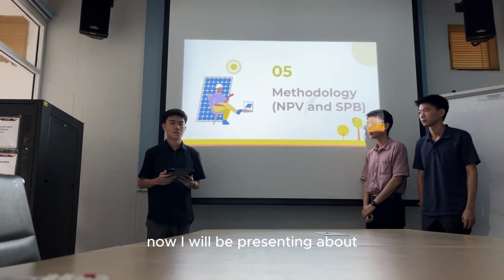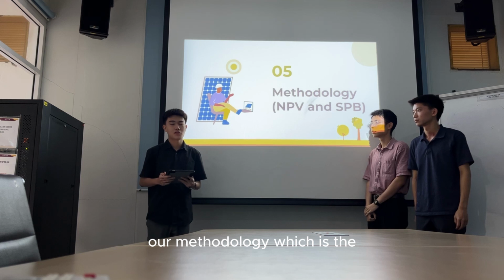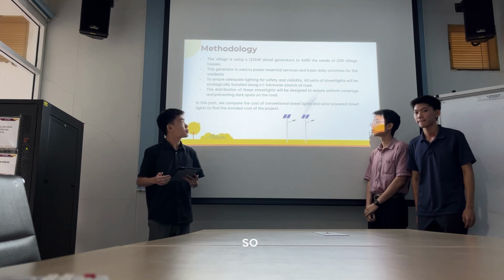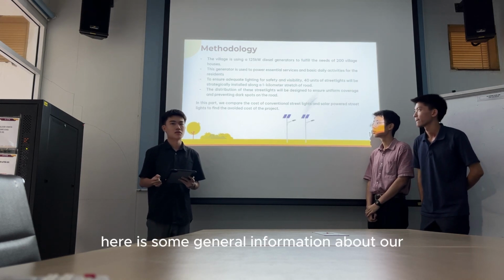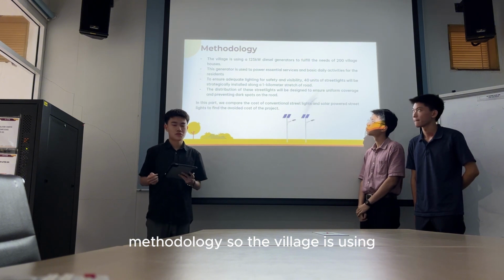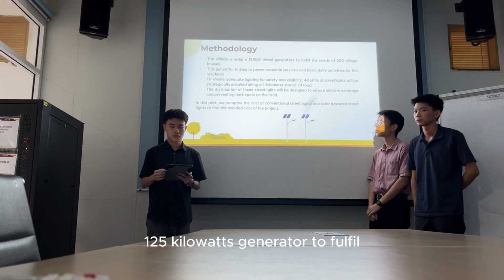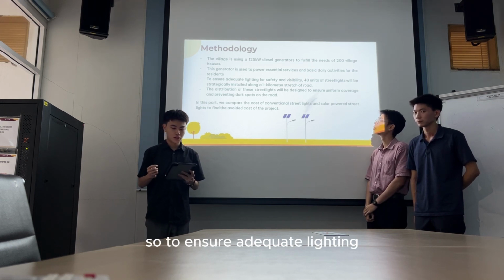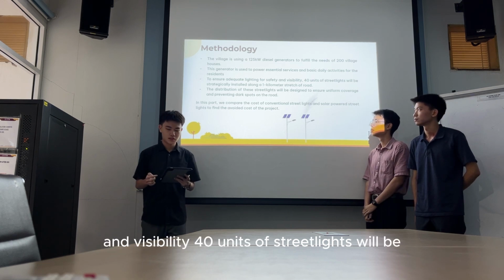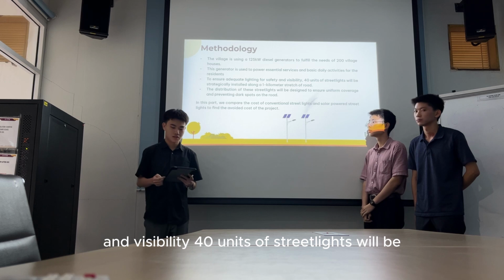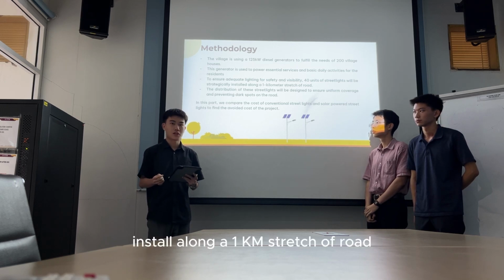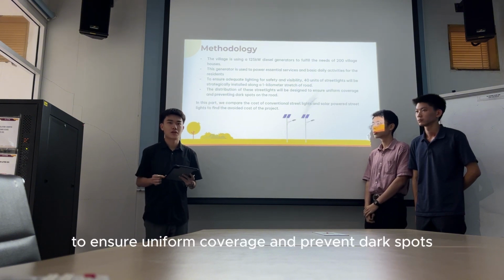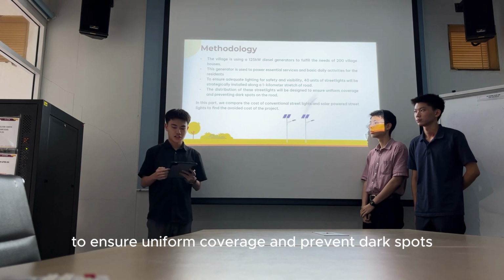Now I will be presenting our methodology, which is the net present value and simple payback. So here is general information about our methodology. The village is using a 125 kilowatt generator to fulfill the needs of 200 village houses. To ensure adequate lighting and visibility, 40 units of streetlights will be installed along a 1 kilometer stretch of road, to ensure uniform coverage and prevent dark spots on the road.